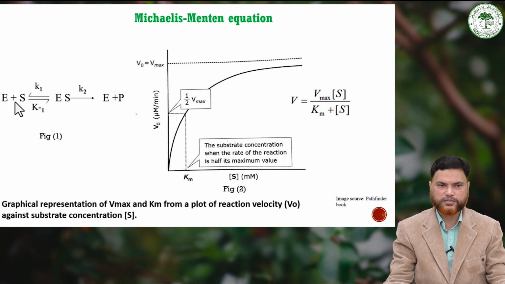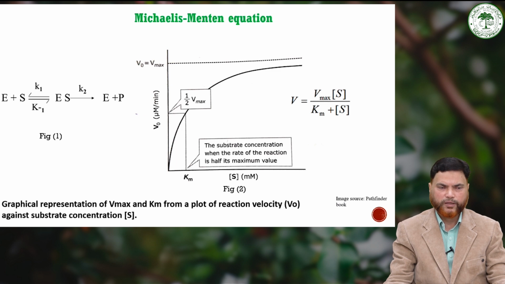Here S represents the substrate, E represents the enzyme, ES represents the enzyme substrate complex, and P represents the product. K1 is the rate constant for the formation of the enzyme substrate complex from the enzyme and substrate, and K minus 1 is the rate constant for the reverse reaction of the enzyme substrate complex. K2 is the rate constant for the conversion of the enzyme substrate complex to product and the subsequent release of product from the enzyme.